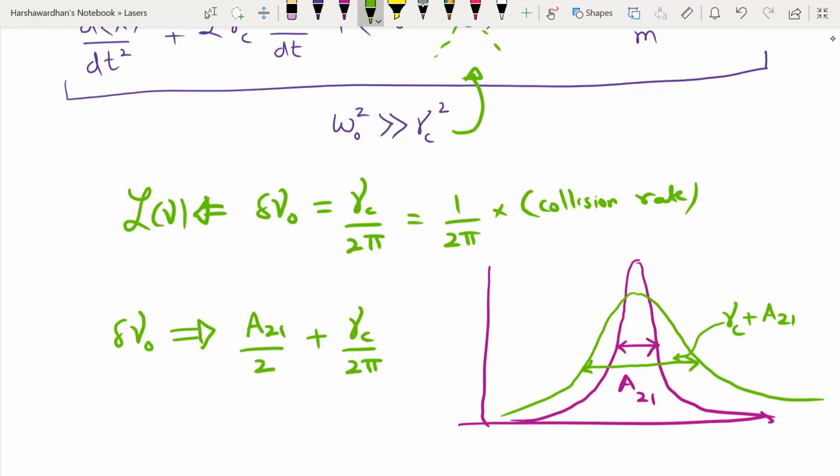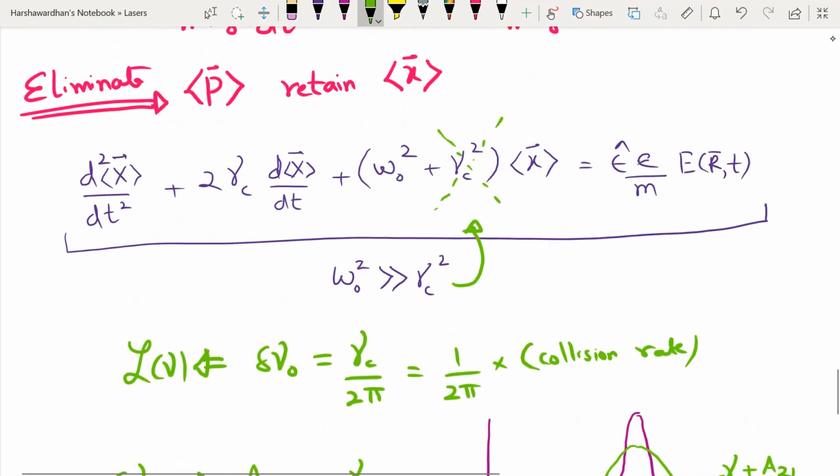As there are multiple other mechanisms, the overall line shape, the overall interaction between the light and the atom, actually decreases. And not just that, the line shape itself gets broadened. So collision leads to this extra broadening of the Lorentzian line shape, and that is what is captured by this analysis.